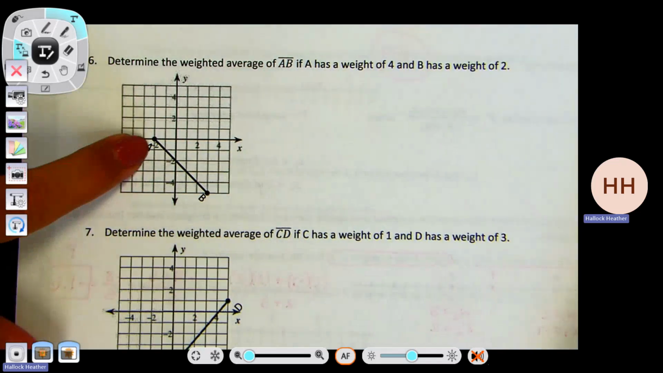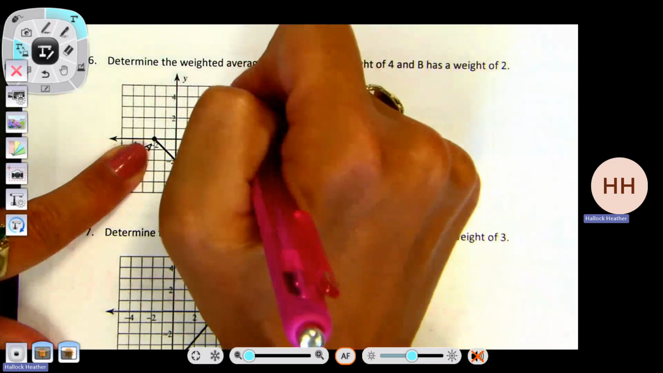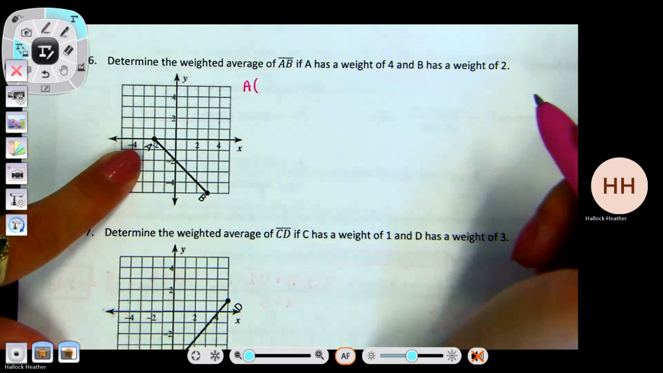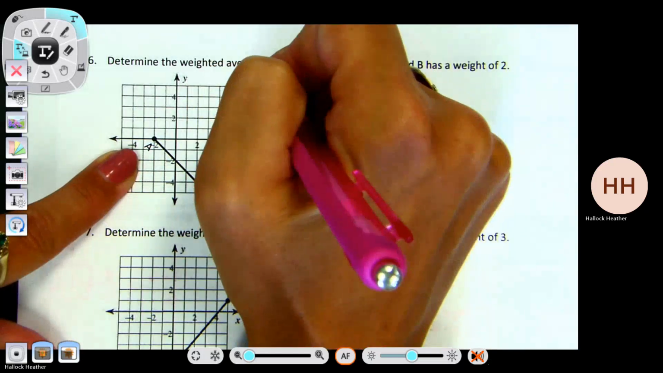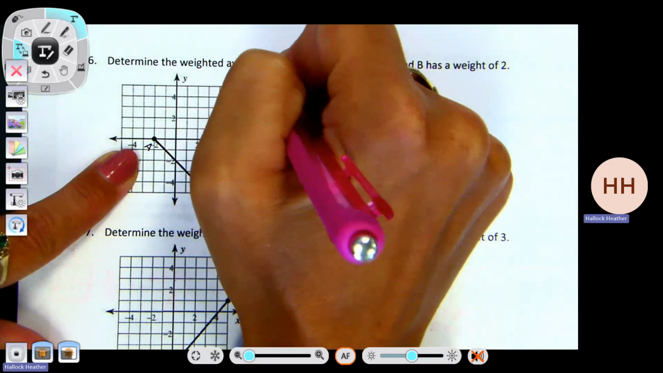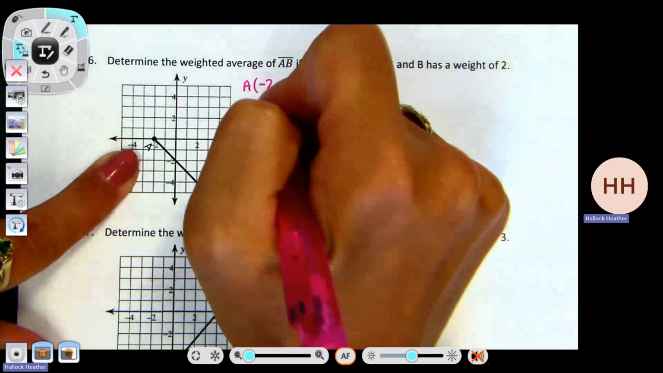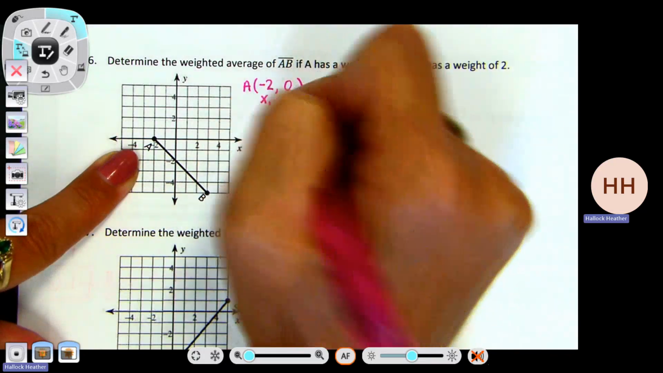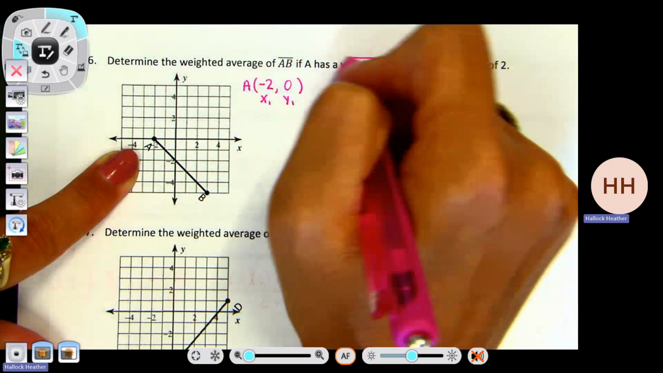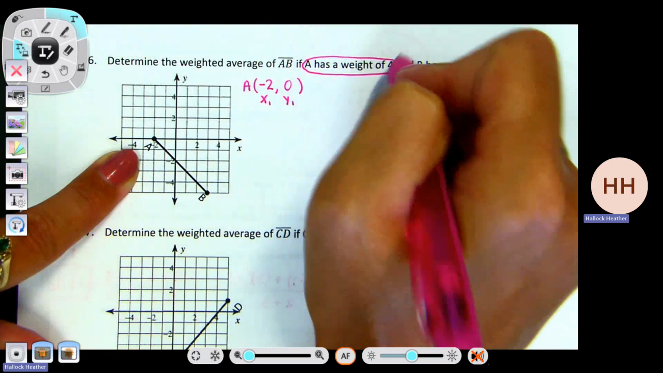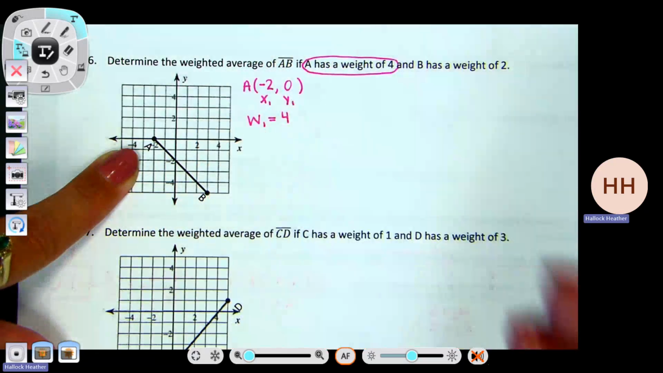I have my weight for this one. So let's write it out. What is A's coordinate point? -2, 0, because you go over first. The weight that goes with that, so this is going to be x1, this is going to be y1 because it's coordinate points. And the weight that goes with A is 4. So I'm going to say my weight 1 is 4.